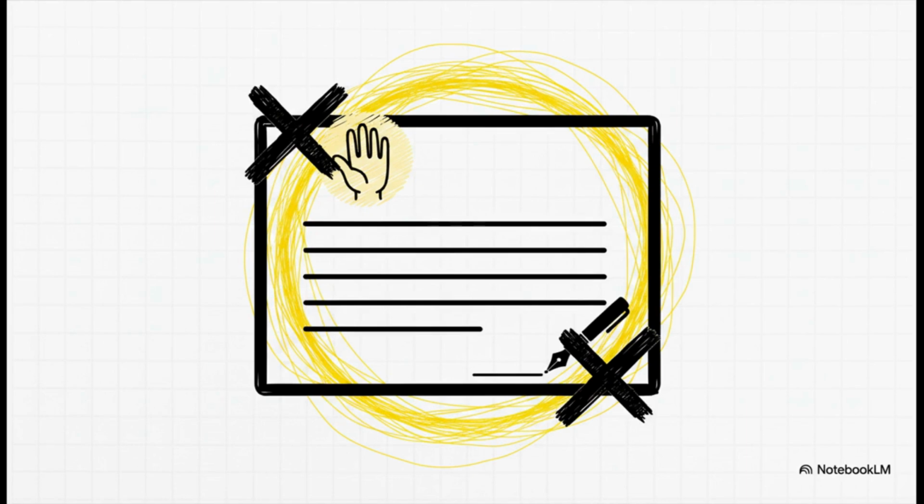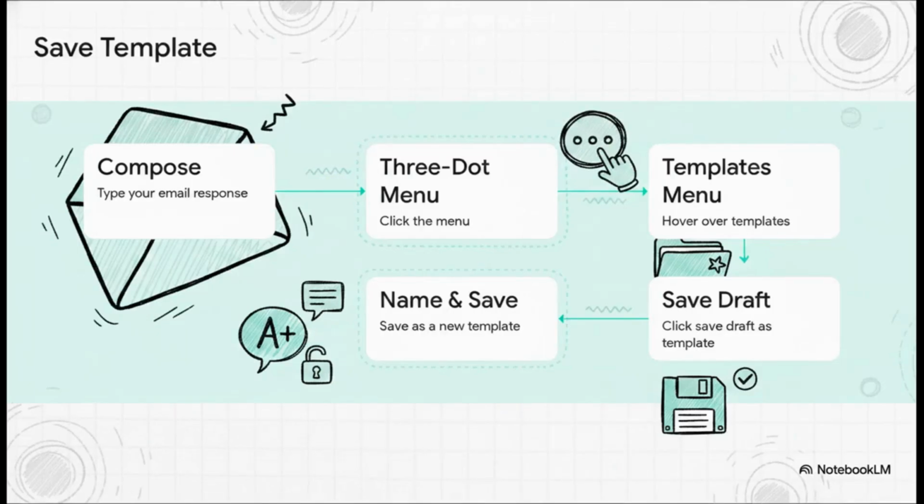So just focus entirely on the core message. Let's actually draft your first one together. Click Compose in the top left corner to start a new blank email. Now, type out a professional, standardized response.